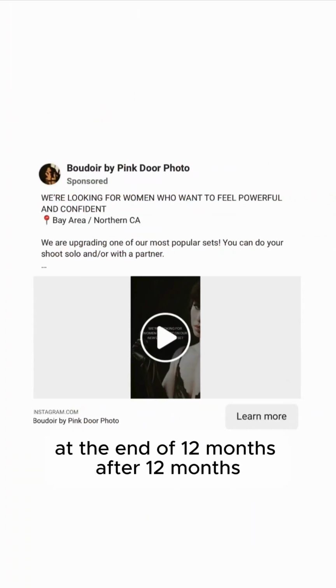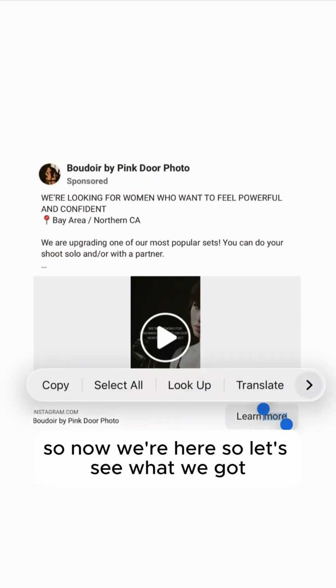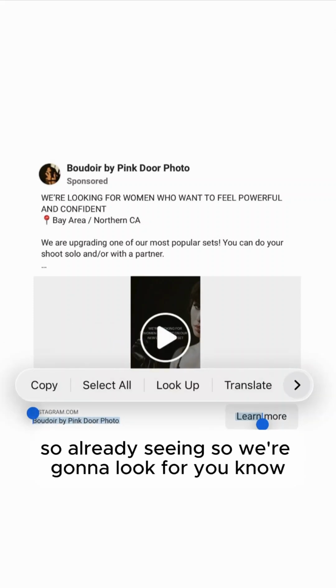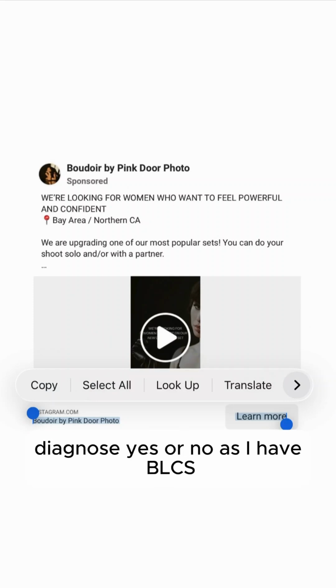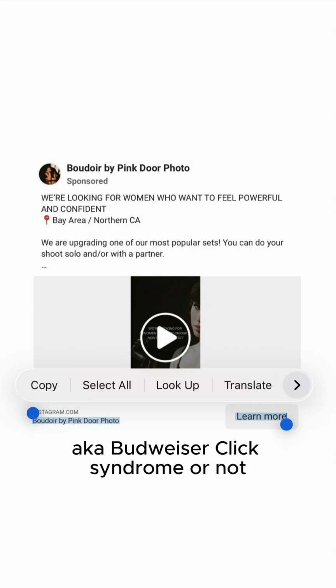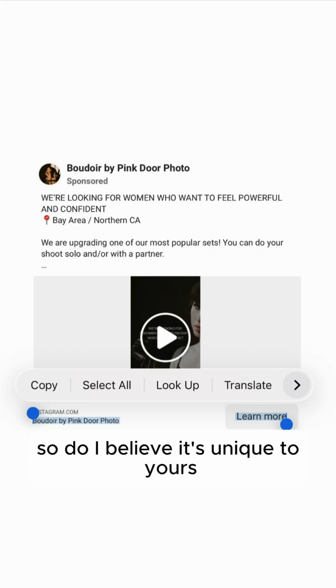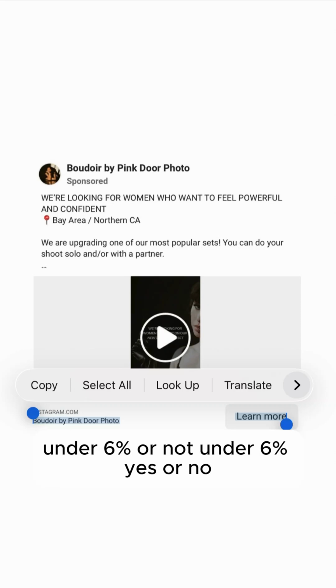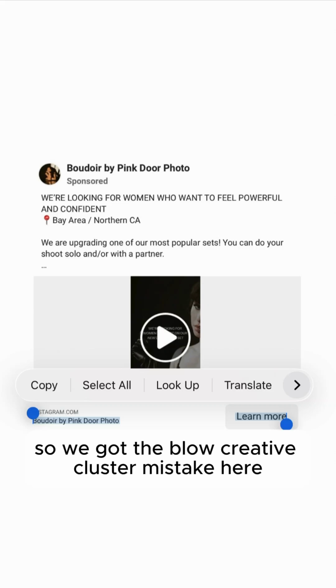So after 12 months, now we're here. Let's see what we got. We're going to diagnose, yes or no, does it have BLCS, aka Boudoir low click syndrome or not? Do I believe its unique CTR is under 6%, yes or no? So we got the below creative cluster mistake here.